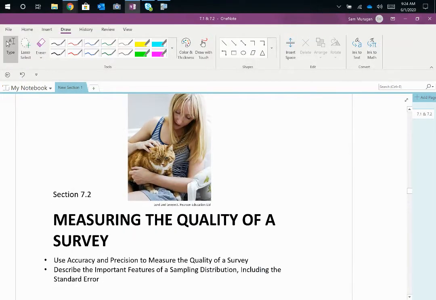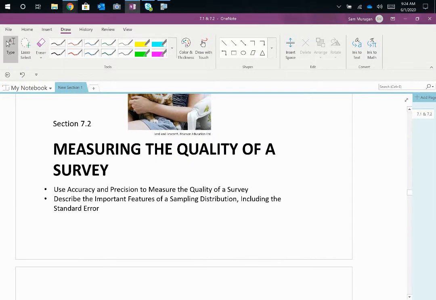So chapter 7.2 goes into a little more detail. It goes into how to measure the quality of a survey, how to use accuracy and precision to measure the quality of a survey, and how to describe the important features of a sampling distribution, including standard error.